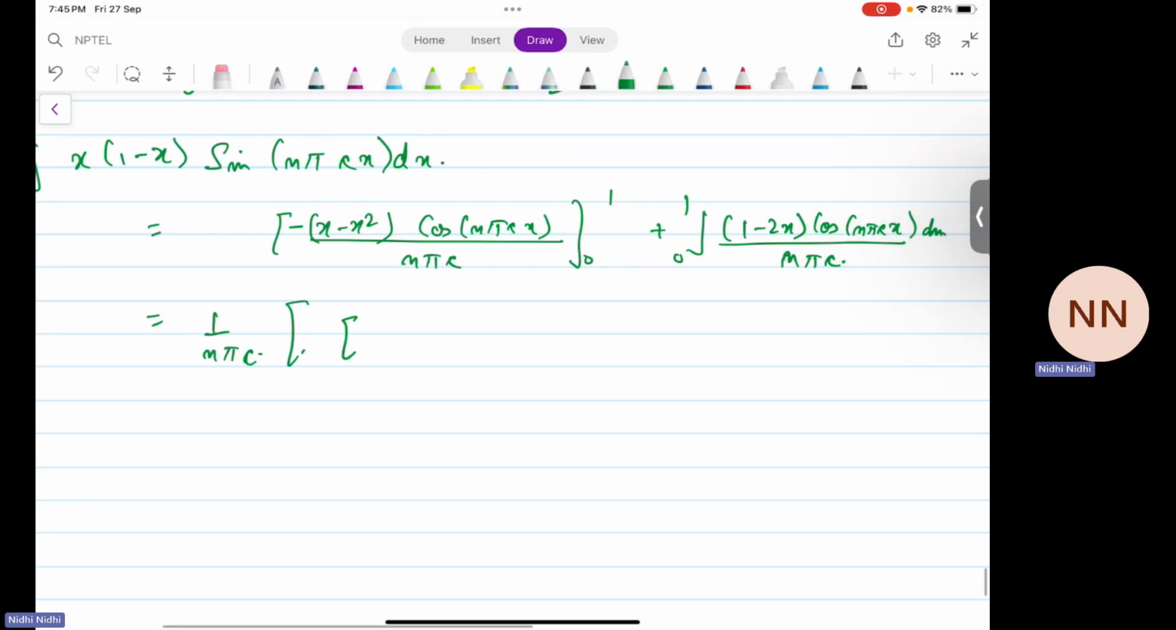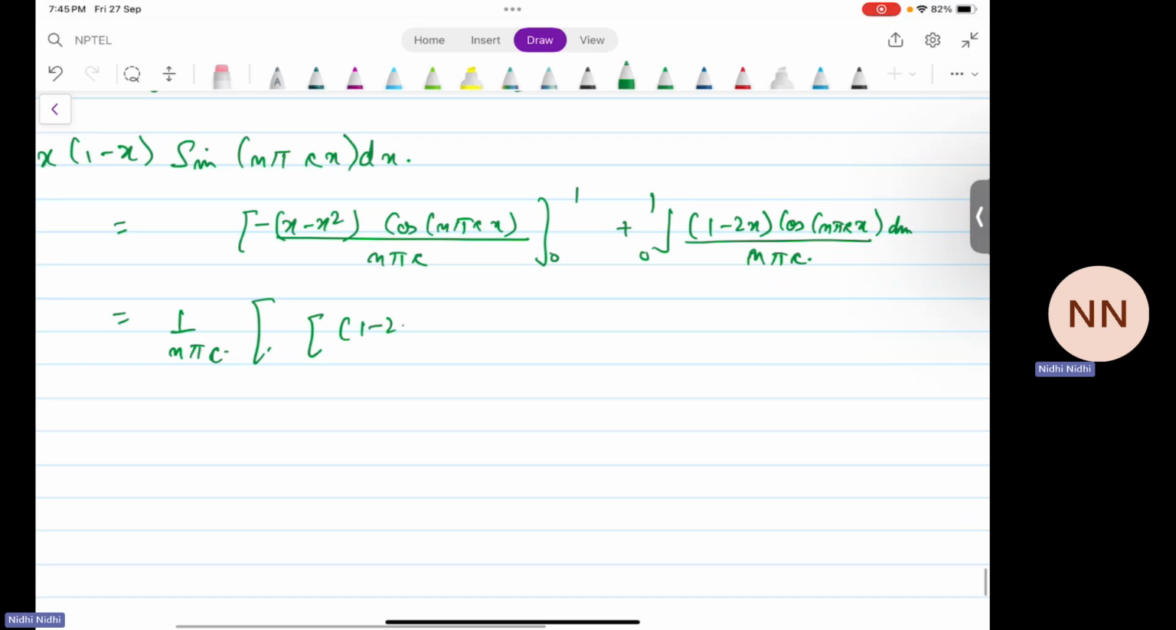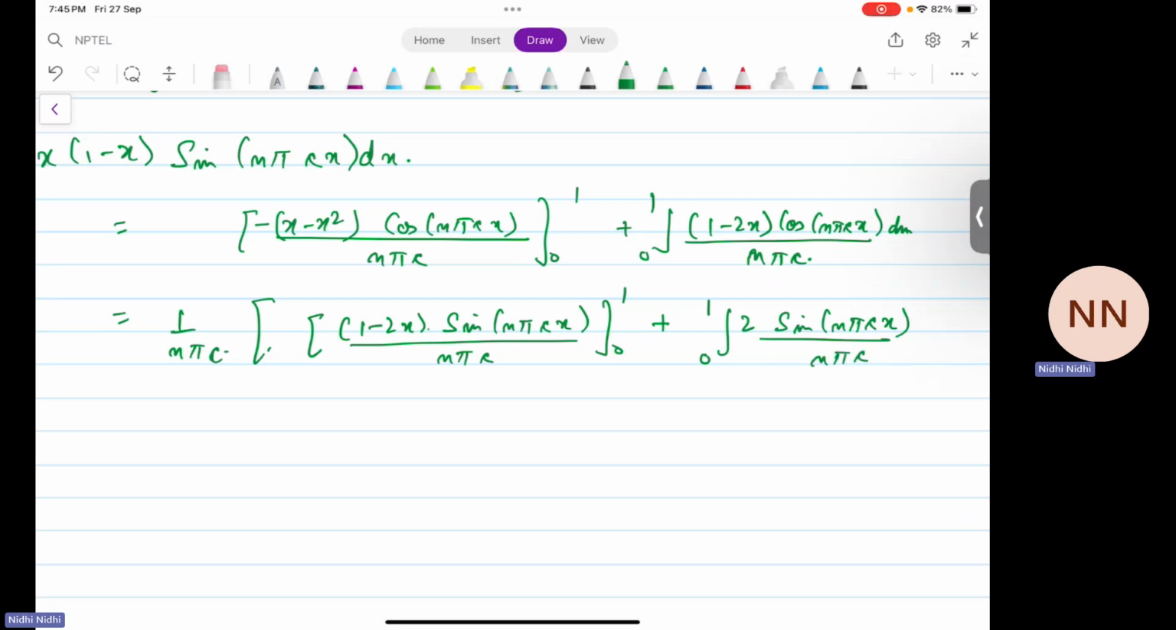So let's integrate the second term. 1 minus 2x as this. Integration of cos x is sin x. So this is sin n pi cx by n pi c from 0 to 1, minus integration 0 to 1 of minus 2 sin n pi cx by n pi c dx. Now since sin n pi, we have n pi c.